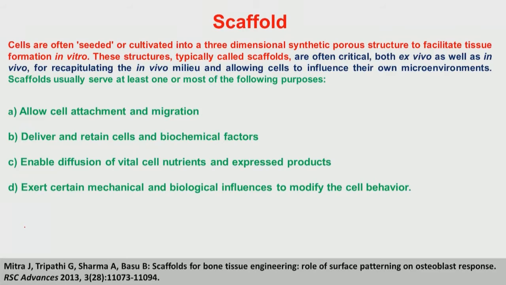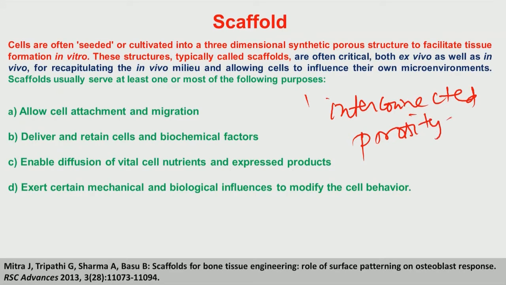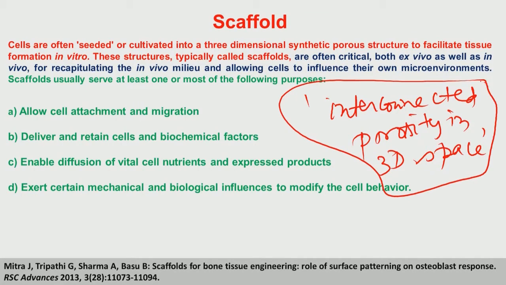So, we will continue our discussion on the scaffold. If I may recall, a scaffold is a 3-dimensional interconnected porous structure. One of the things that I have mentioned a couple of times during the last module is the interconnected porosity. So, this is interconnected porosity in 3D space, and that is one of the important aspects of a biomaterial scaffold.